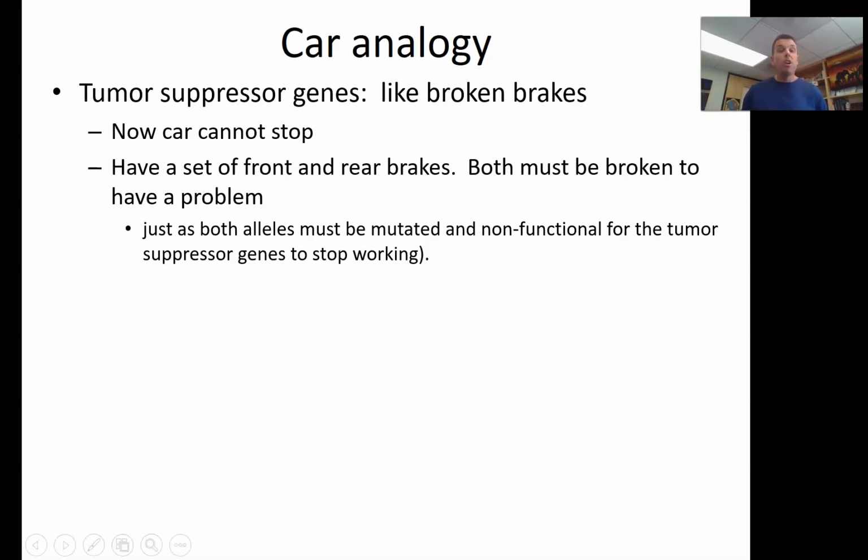Also, most cars have a set of front and rear brakes, and both must be broken to have a problem. So if just your front brakes are broken, well, your rear brakes can still stop the car, and vice versa. This is the equivalent of having two alleles. Since you have two alleles of a tumor suppressor gene, even if one isn't working, the other one can still stop the cell from dividing due to whatever that restriction or contingency might be. However, if both of your alleles are mutated, then that tumor suppressor gene can't stop the cell from dividing anymore. Just like if both sets of brakes are broken, you can't stop your car anymore.